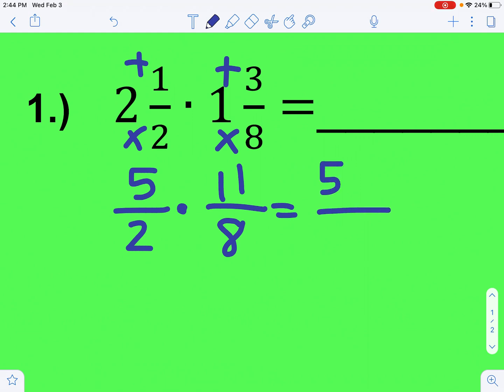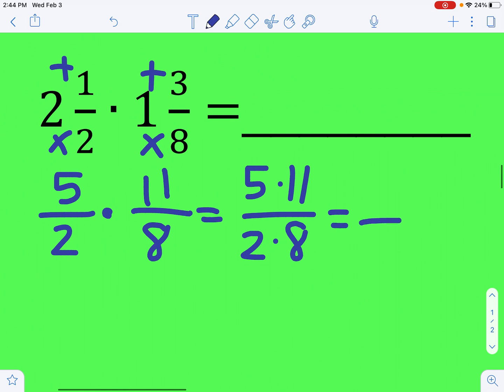Let's go ahead and multiply. We're taking 5 times 11, all over 2 times 8. 5 times 11 is 55. 2 times 8 is 16.